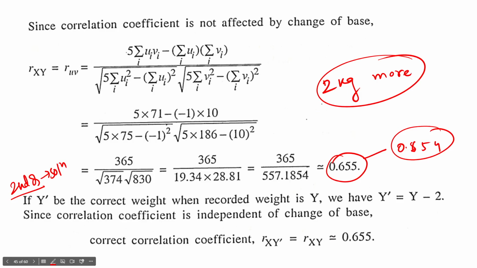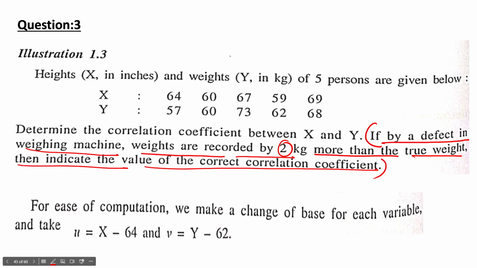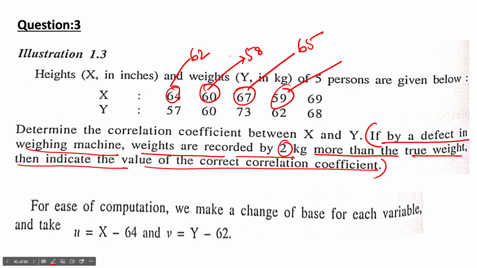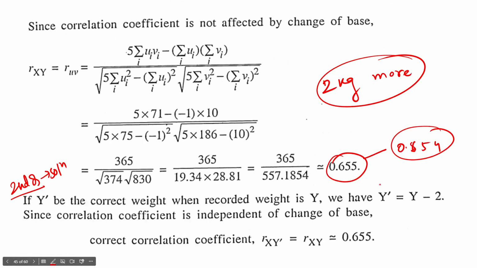2 kg more means whatever has been recorded here, 64, 60, 67, weights are recorded 2 kg more than the true weight. So actually the weight is 62. Actually here the weight is 58. Actually the weight here is 65. Actually the weight here is 57. Actually the weight here is 67. 2 kg more has been recorded. So what happens actually? If you write it mathematically, then you have to write this.